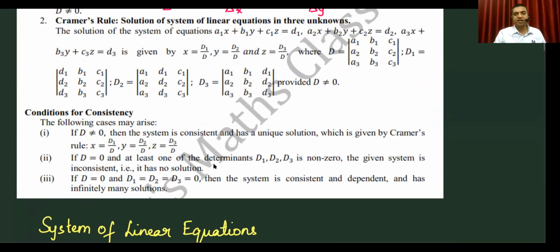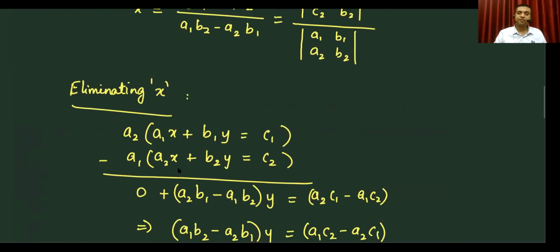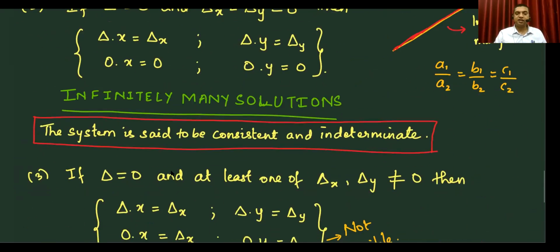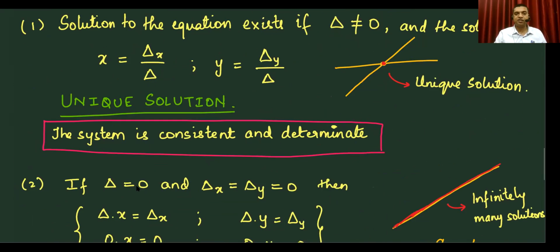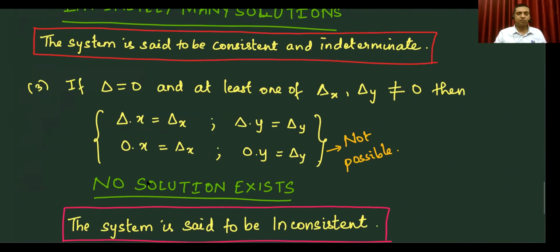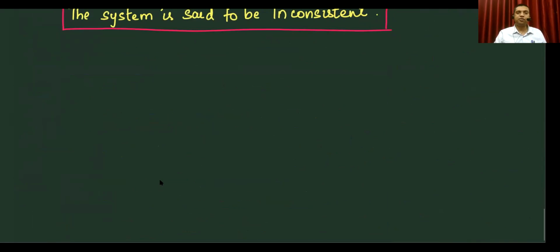And if D is equal to 0 and at least one of the other determinants is non-zero, the given system is inconsistent, it has no solution. And if D is equal to 0 and all the other determinants are also 0, the system is consistent and dependent, it has infinitely many solutions. Okay, this is Cramer's rule. Particularly the first result is called Cramer's solution. Now this is for a system having 2 unknowns.